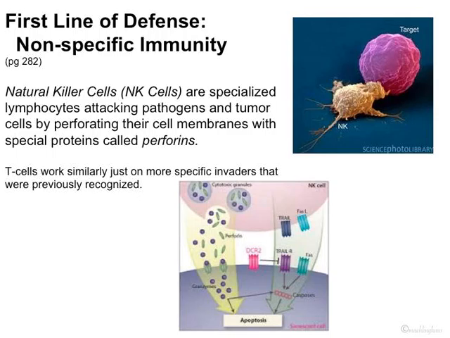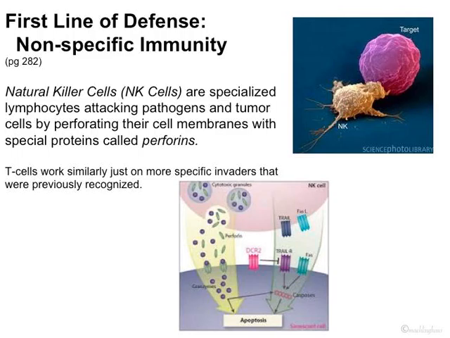But we got a few other things in the non-selective, non-specific immunity that I want to touch on. The first things are natural killer cells. They're NK cells. And they are specialized lymphocytes that attack pathogens and tumor cells by perforating the membrane with specific proteins called perforins. So what they actually do is they go in and they shoot down the target. They shoot out proteins that look like bullets, and they are perforins.